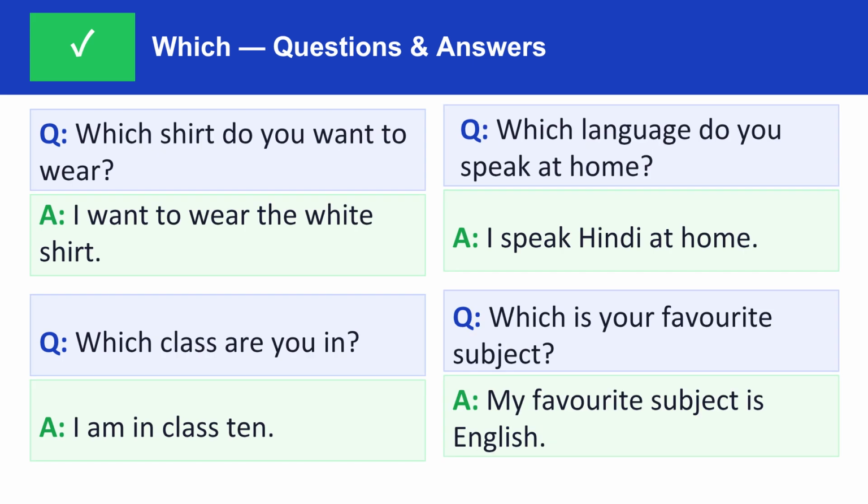Question, which shirt do you want to wear? Answer, I want to wear the white shirt. Question, which class are you in? Answer, I am in class 10. Question, which language do you speak at home? Answer, I speak Hindi at home. Question, which is your favorite subject? Answer, my favorite subject is English.